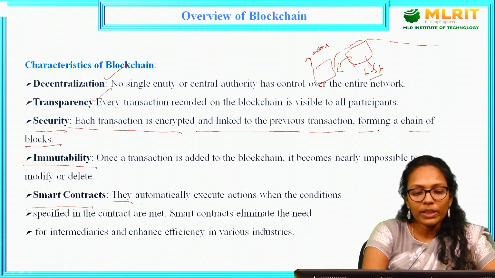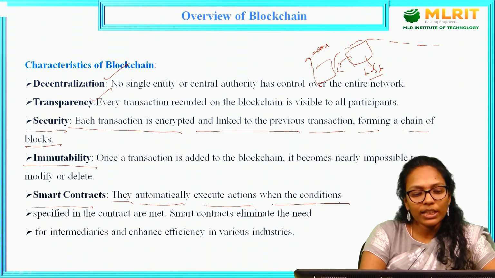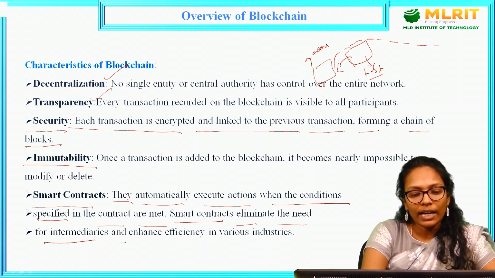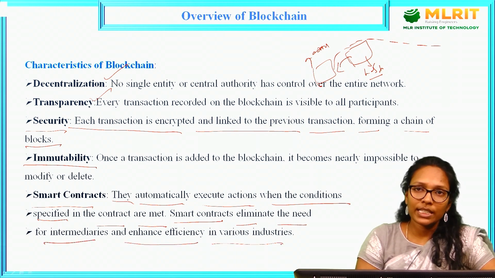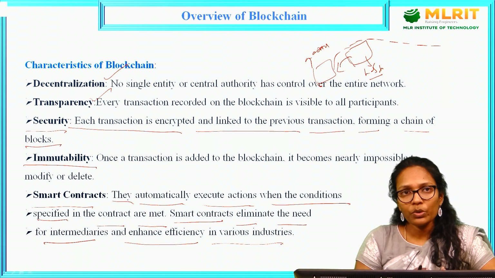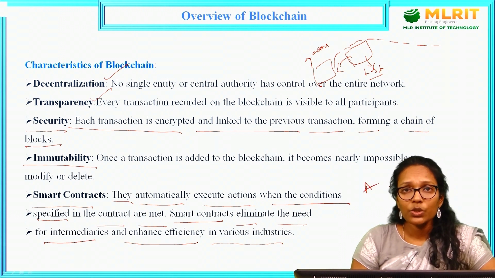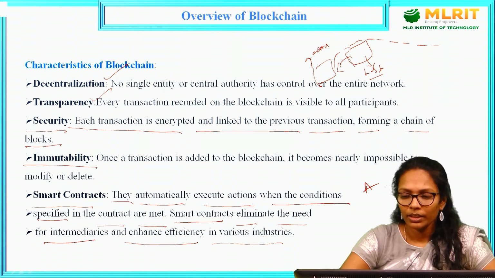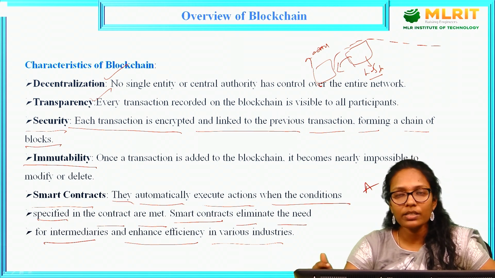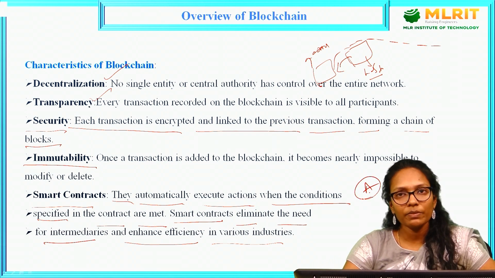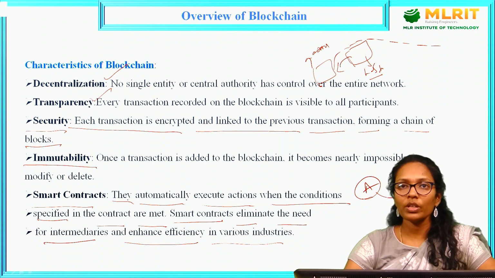So they automatically execute actions when the conditions specified in the contract are met. Smart contracts eliminate the need for intermediaries and enhance efficiency in various industries. For example, I want to transfer some amount from account A to B. Generally, in traditional banking, some person should be there to check whether he has sufficient funds or not, and whether I can transfer the funds to B or not. So like this it will happen.